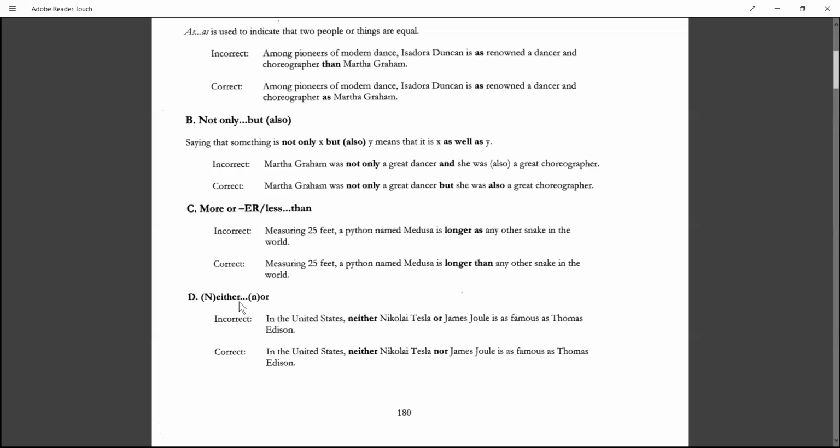Neither nor, either or, that is also a pair. So what sort of questions do you get from this topic, word pairs? It is very simple. Whenever you get this question, you'll get one of the words. So not only will be used, but also will be missing. So you have to remember that your option has to be but also, since not only is already there. Understood? Got it?